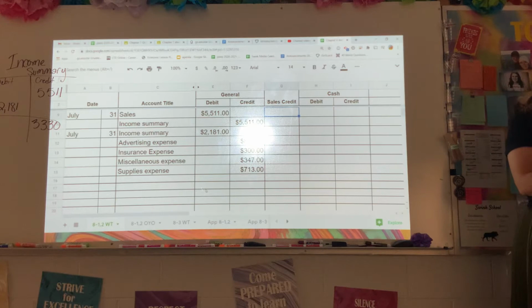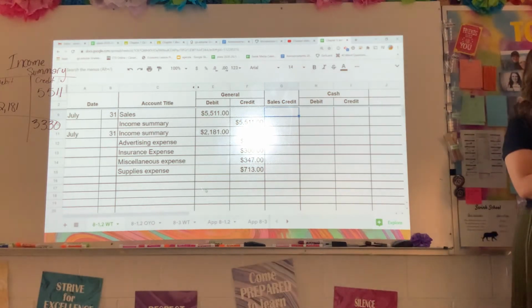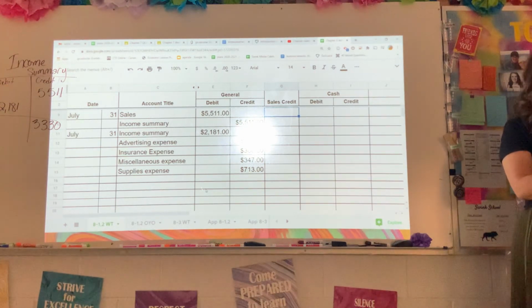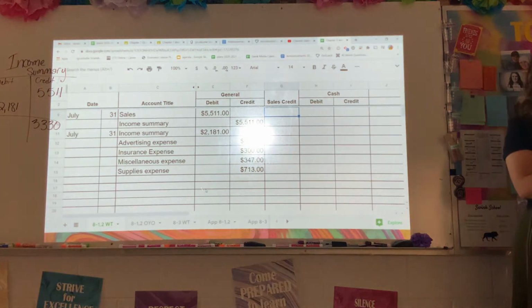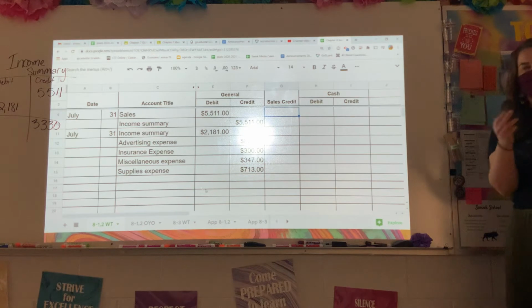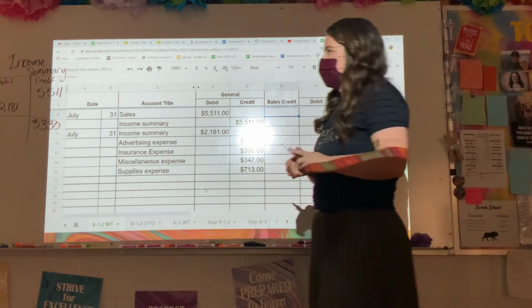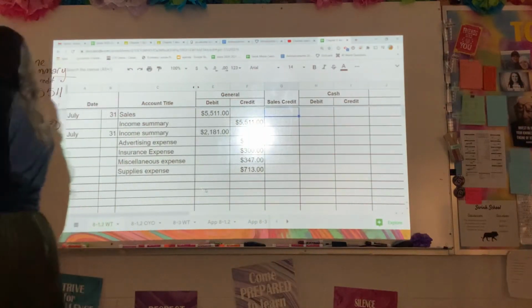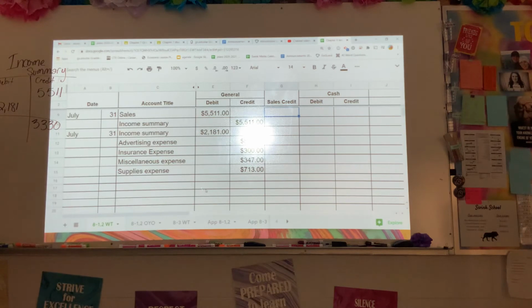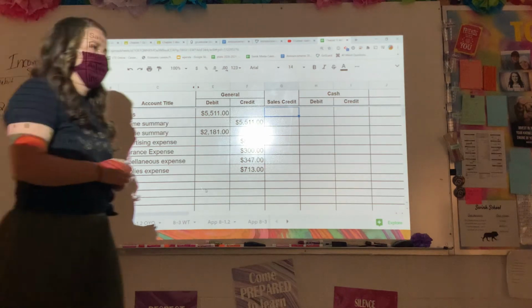So, what do you think you do if there's a net loss? Morgan, what do you think we do? You credit. Is that right? Yeah. You credit what? Income summary. Yes, you just do the opposite. Okay? So you credit income summary and debit capital. Because if you have a net loss, you're not worth as much. So your worth is going down.